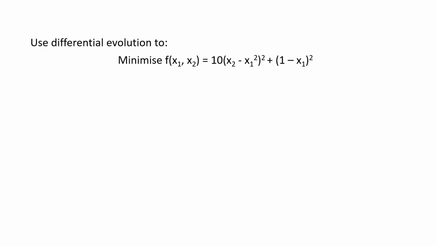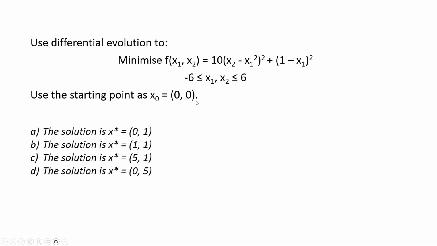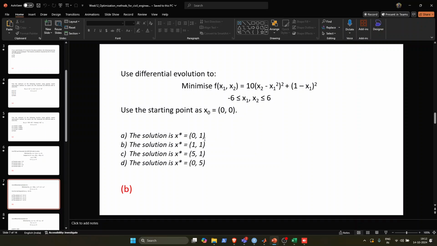Okay, next question is use differential evolution to minimize this function: 10 times (x2 minus x1 square) whole square plus (1 minus x1) square, and it varies from minus 6 to 6. For the initial value, just take it as 0 comma 0. We'll just see, this we will do in R.